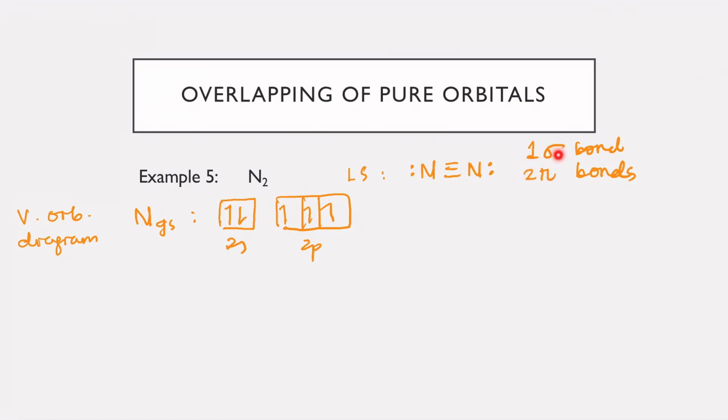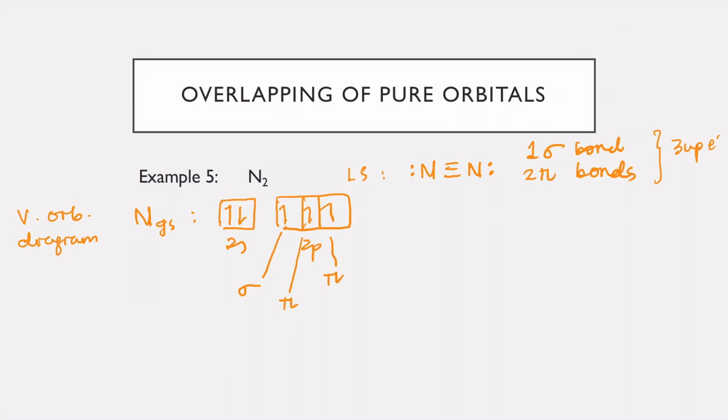That means you're going to need one unpaired electron and 2 unpaired electrons. That means you need 3 unpaired electrons, 3 unpaired electrons from each nitrogen. Okay, so here you can see 3 unpaired electrons. Okay, so the first unpaired electron, you're going to form sigma bond. Second, the other 2 will be for forming pi bond.